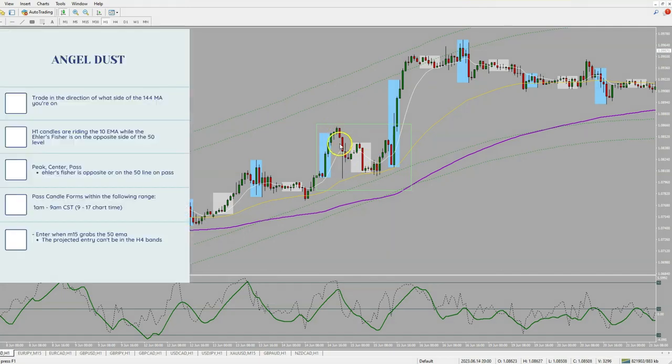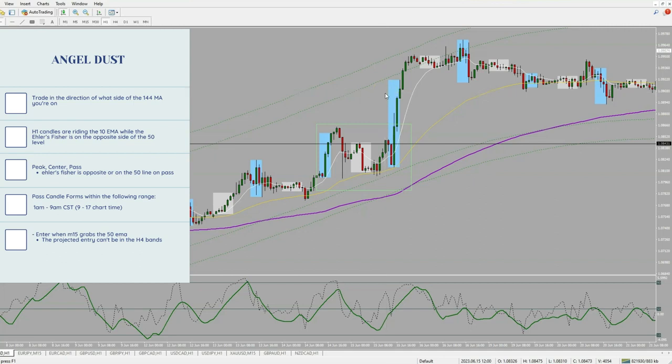We've got price hovering along that 10 EMA. Ehlers Fisher is below the 50 level. Here's your peak, comes down, it comes up to a center point. Let's draw a line at the top of our center point, comes down. Here's a past candle because it closed past our center point. Let's see what time that past candle happened and make sure it's under the 50 level. So it's still under the 50 level down there on the Ehlers Fisher when that past candle closed.